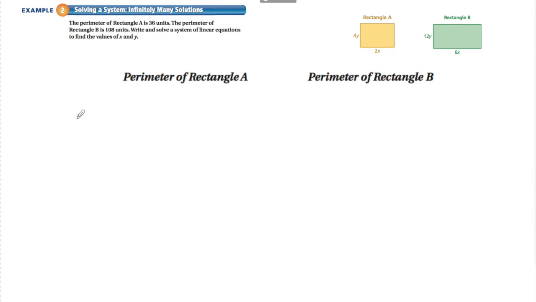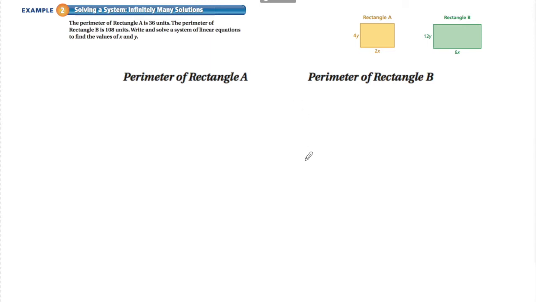Example 2 is going to give us a word problem. We're going to solve this system, and as you can guess by the title, we're going to have infinitely many solutions. So the perimeter of rectangle A over here is 36 units, and they gave us that the length is 2x and the width is 4y. The perimeter of rectangle B over here is 108 units. We have to write and solve a system of linear equations to find the values of x and y.